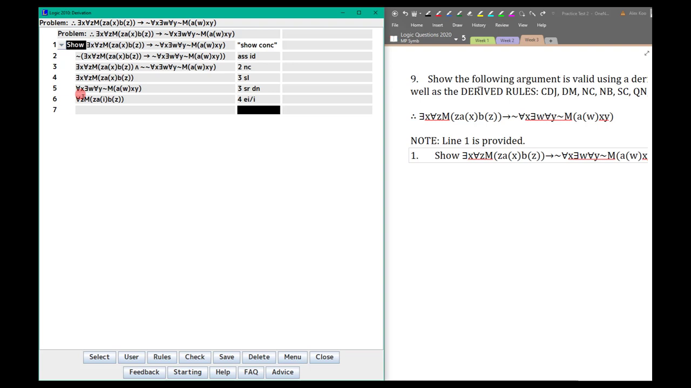So if I look at line 5, UIing line 5 will only change the second slot of M. M is the three-place predicate, and the first slot is A of W, then X, then Y. So I would just be changing the second slot, X. Now, when I look at line 6, the universal instantiation of Z would change slot 1 and slot 3. It would change 1 and 3.